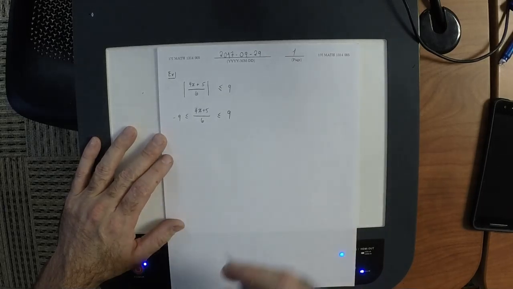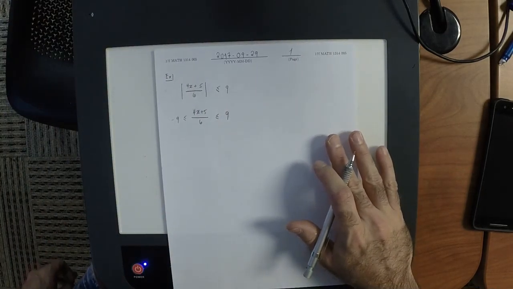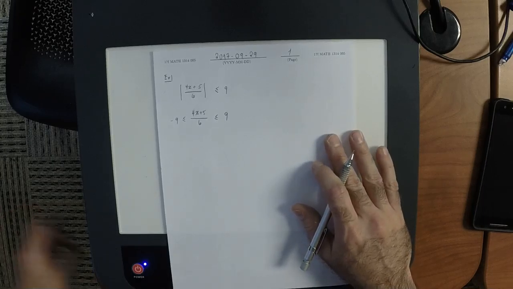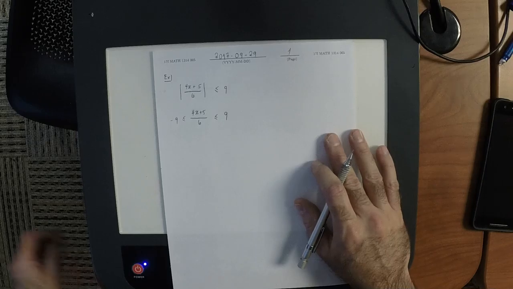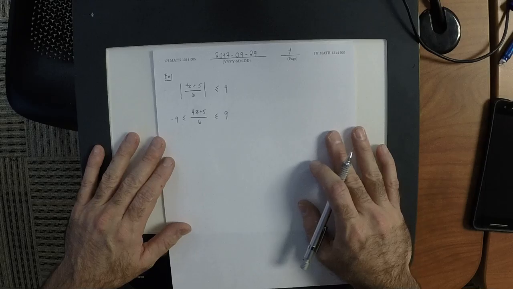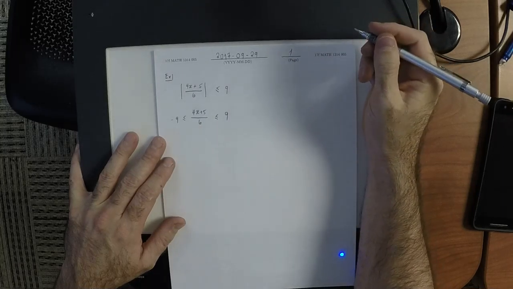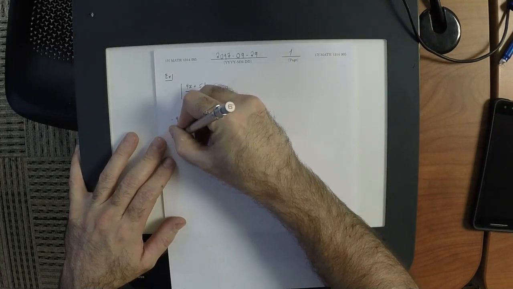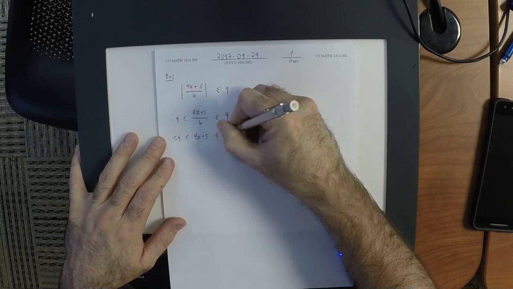Multiply all positions by 6. So in inequalities, sometimes multiplication gets weird. That is to say, sometimes multiplication requires you to reverse the direction of the inequality. How about this time? No, not this time. Why not this time? So we're going to multiply all positions by 6, and it does not reverse the direction of the inequality because 6 is positive. So negative 54 less or equal 4x plus 5 less or equal 54.